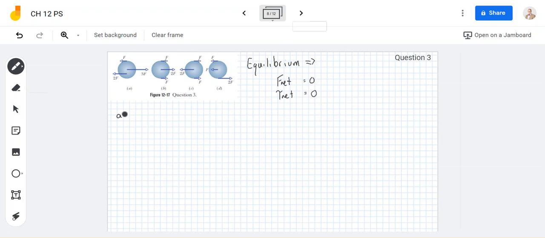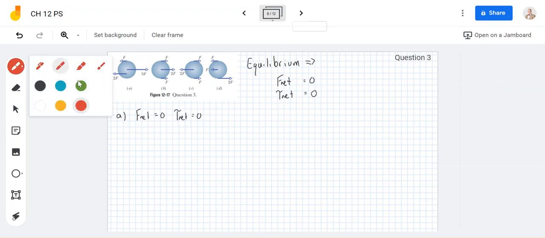Let's look at A. When I look at A, it has 3F to the right and 3F to the left. So I'm noticing that the F net is equal to 0. Let's talk about the torques. 3 doesn't supply a torque. 2 supplies a torque. So it's 2F at half the radius, and this is 1F at twice the rate, or at the full radius. So I think the net torque here is equal to 0, and I'm going to say yes. That one's in equilibrium. Let's look at B.